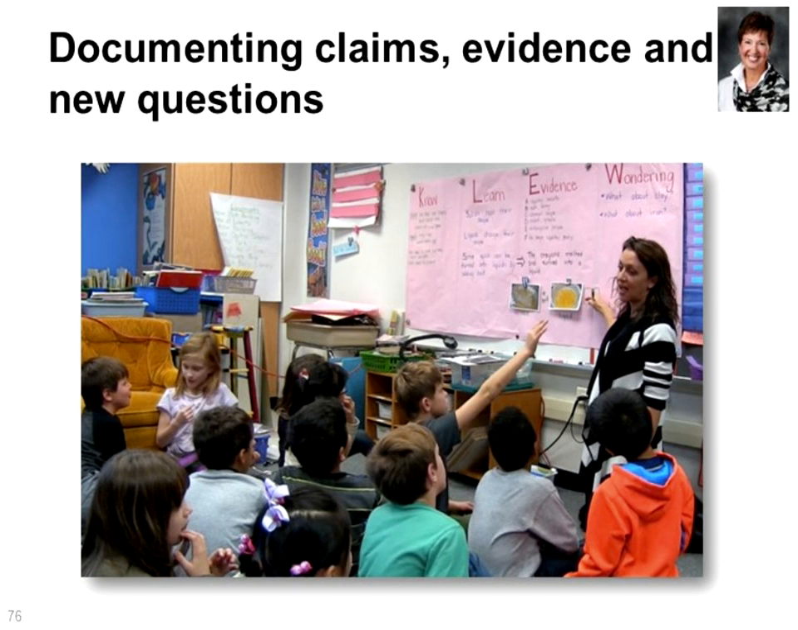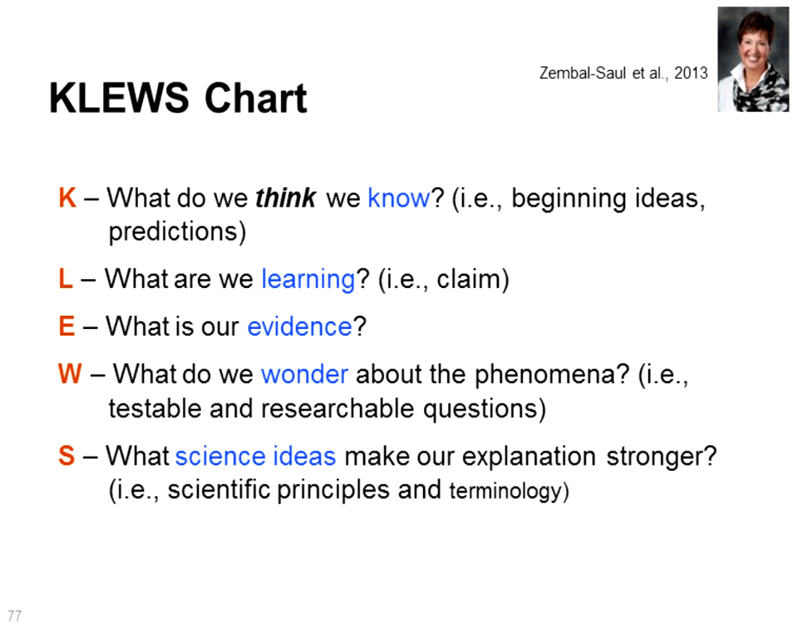And so this particular teacher was using a KLEWS chart. And a KLEWS chart is a modification of a reading comprehension strategy that many elementary teachers know as KWL, with a couple of really important distinctions. One is that the K is not what we know, but it's what we think we know. It's where teachers record students' beginning ideas and predictions.